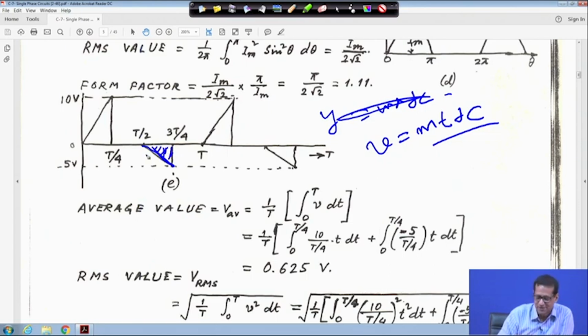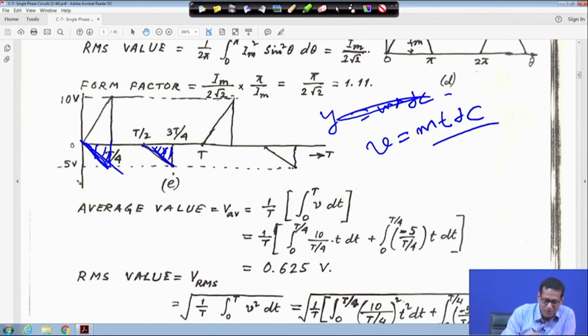How will we find out? Suppose I bring this one here, just for the mathematical computation, nothing else. If it is here and if it is here, the area will remain the same, as if another straight line is passing through the origin, right?